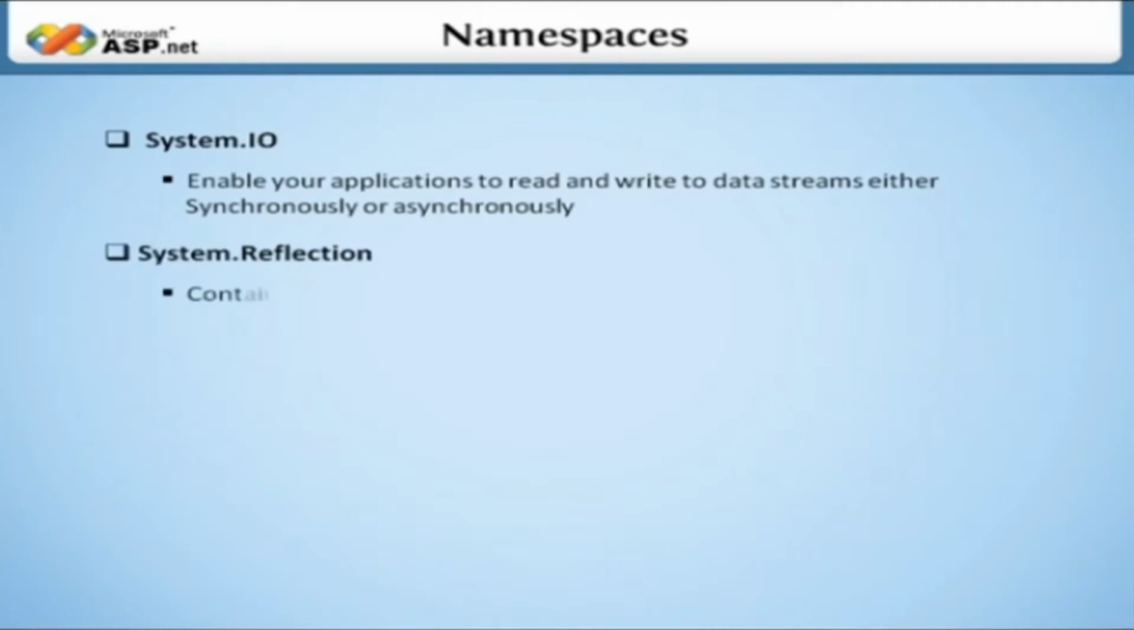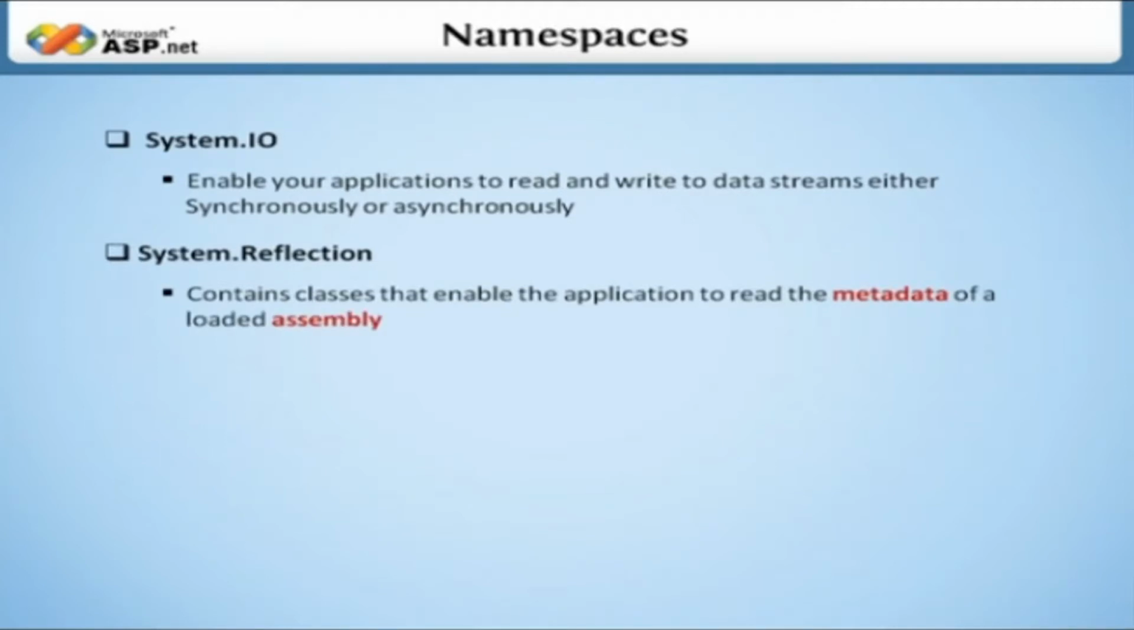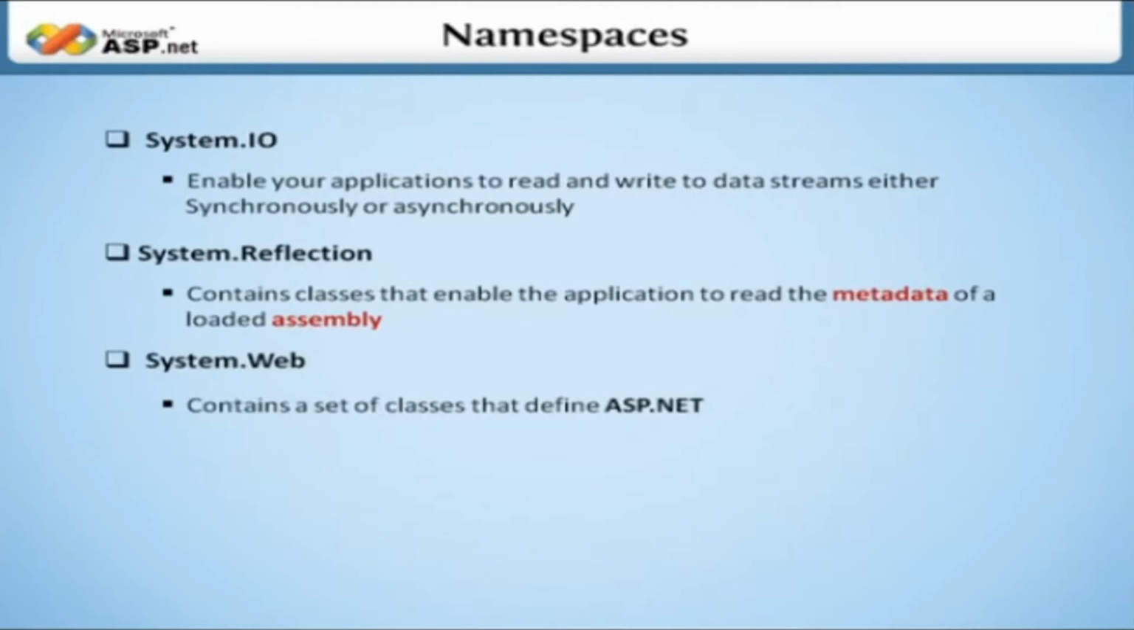System.IO. Contains classes that enable your applications to read and write to data streams, either synchronously or asynchronously. System.Reflection. Contains classes that enable the application to read the metadata of a loaded assembly. System.Web. Contains a set of classes that define ASP.NET. Now, these classes essentially provide support for web browser to web server interaction.